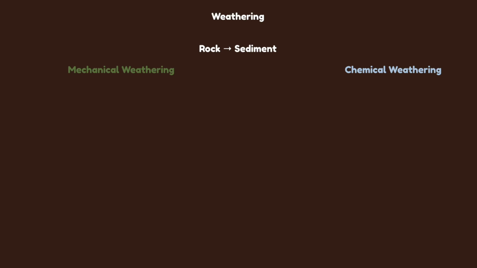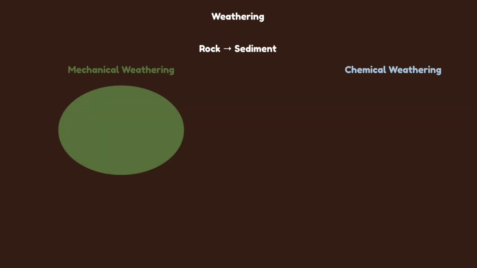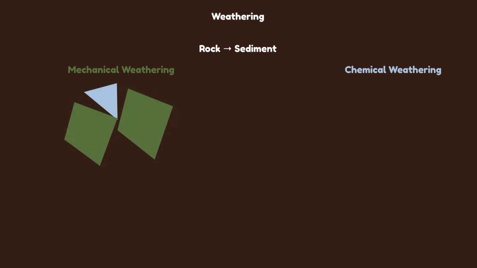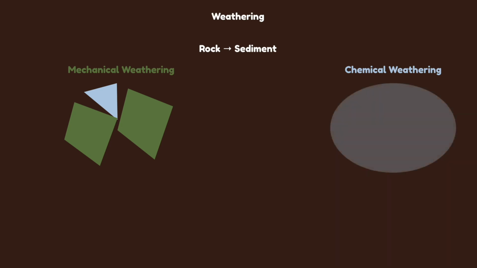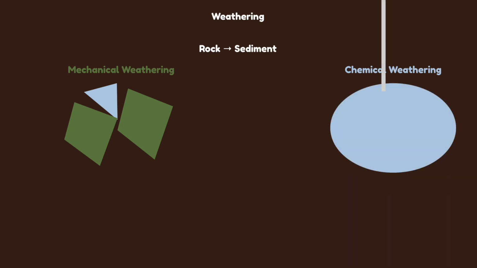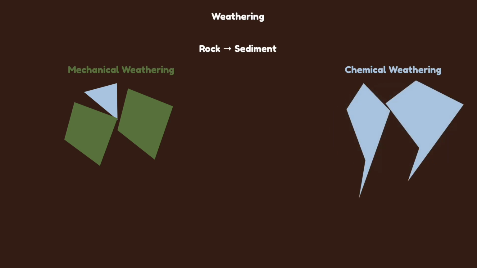Mechanical weathering breaks down the rock physically. For example, water that freezes in rocks can cause it to break, while chemical weathering breaks down the rock with the use of substances that can change its chemical composition. For example, acids can cause a rock to break down. Meanwhile, erosion is the process of sweeping away the weathered rock.